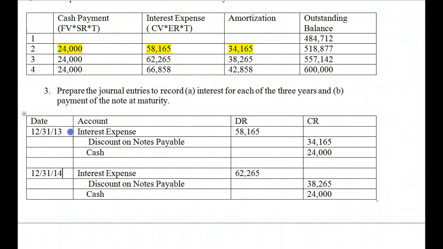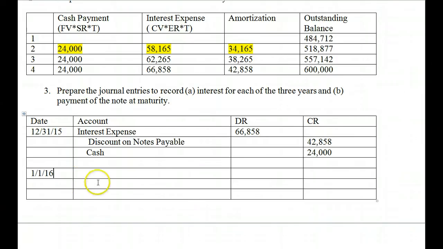Now, what would we do December 31st, 2015? Again, if you need to pause to write this down, you can, but I'm going to move on. 2015 would be our last interest payment, and again, that would be interest expense of 66,858. It would be amortization of 42,858, and again, the cash of 24,000. Now that brings us to our January 1st, 2016 maturity.